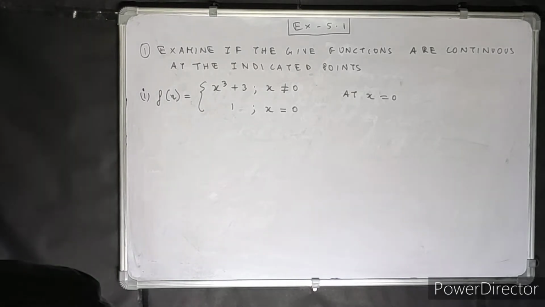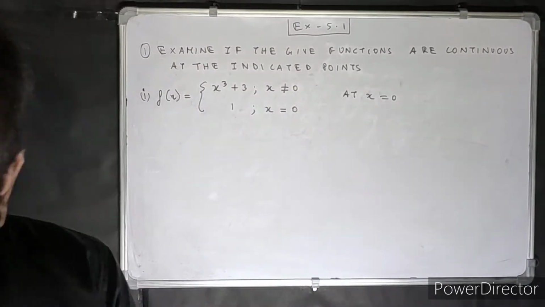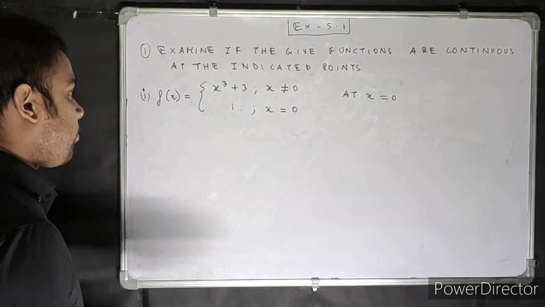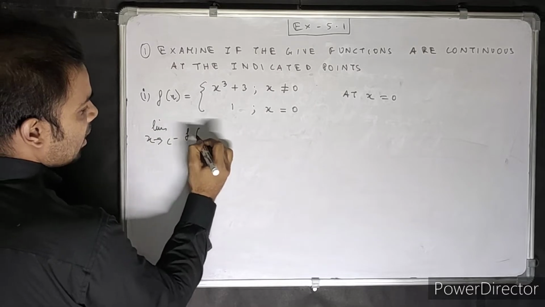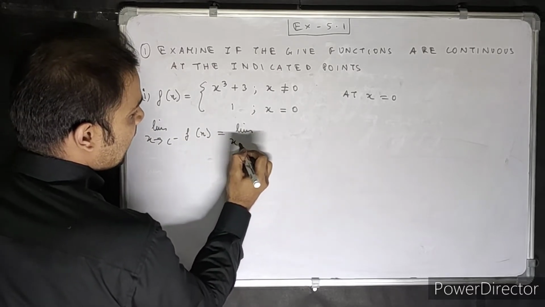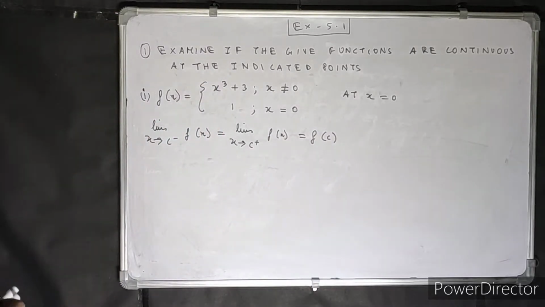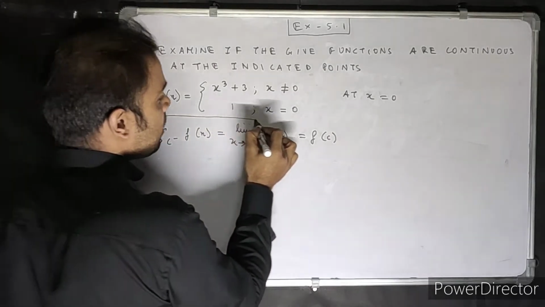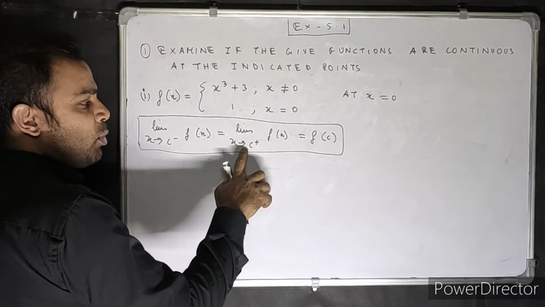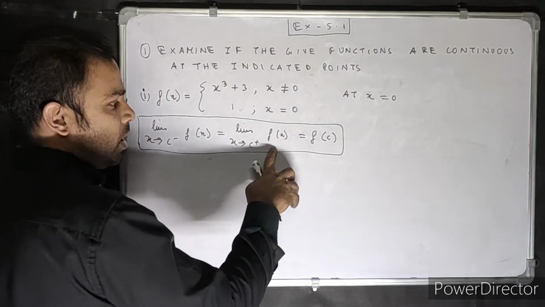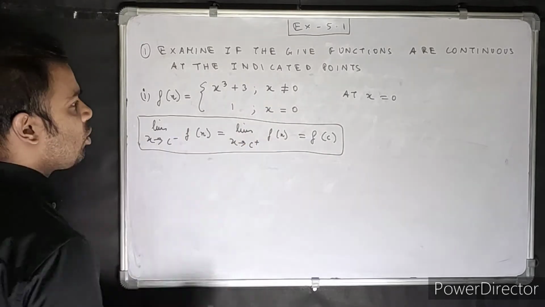Now all of you know how to check. Here, this is what you have to prove. Limit of x tends to c negative, f of x has to be equal to limit of x tends to c positive, f of x, which has to be equal to the function value f of c. This means approaching c from the negative side, and approaching c from the positive side on the graph, and then you just put the value f of c and check they are equal.